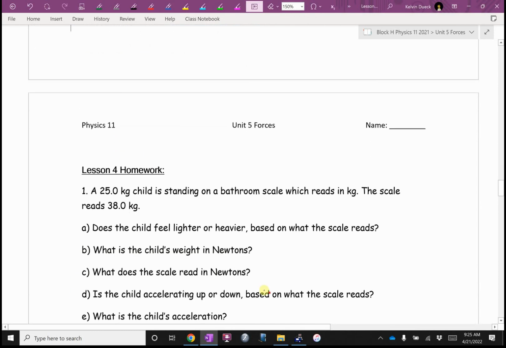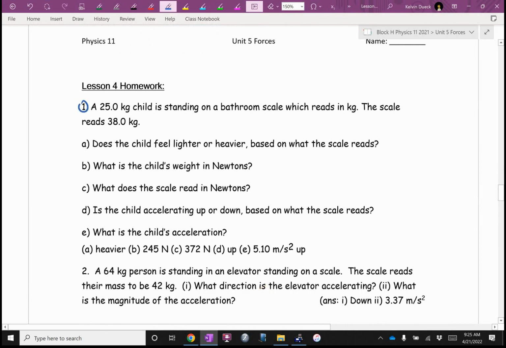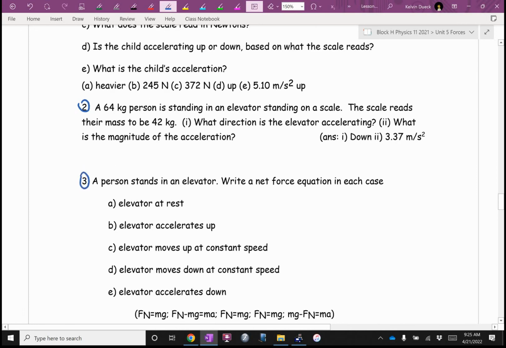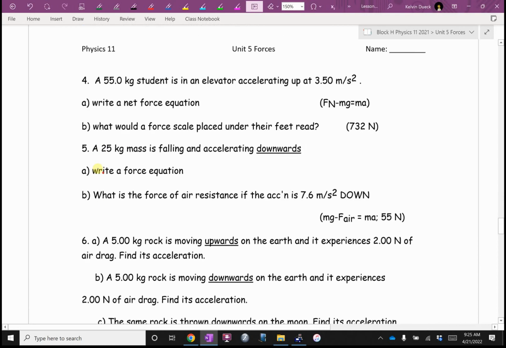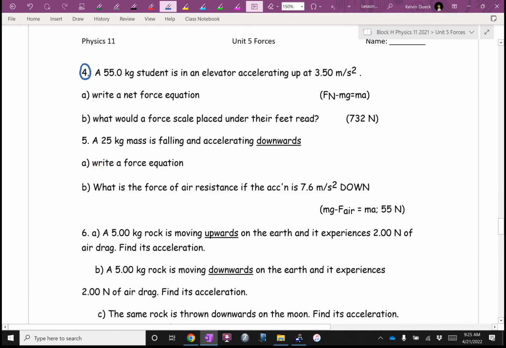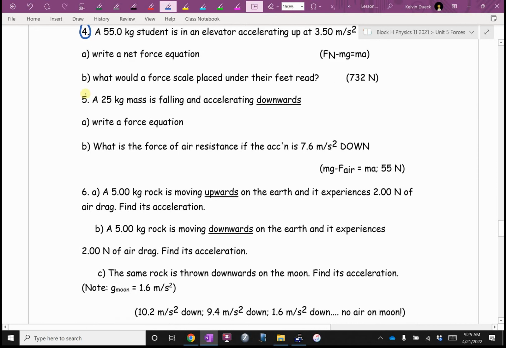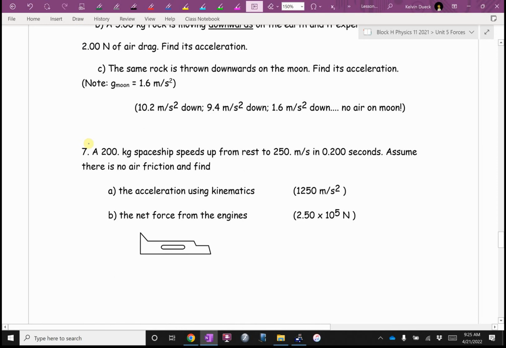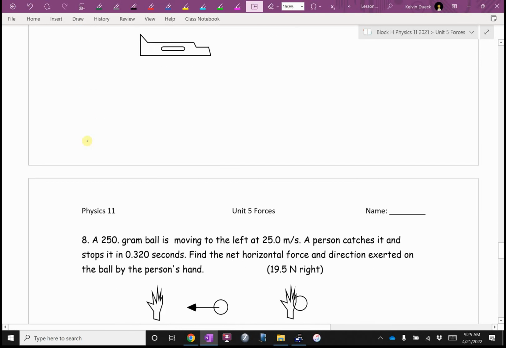What's your homework? 1 is good. 2 is good. So 1 and 2 and 3 are elevator questions where you're standing on a scale. Remember, when you're standing on a scale, which force am I really talking about? The normal force. Okay? 1, 2, 3 is good. 4 is good. 5 is good. 6 is good. So far I've assigned all of them. I know. 7 is good.